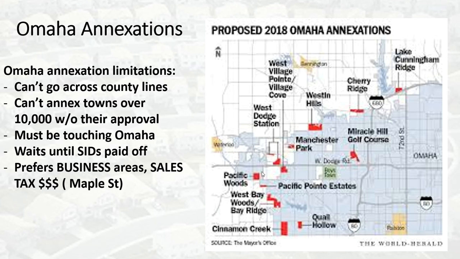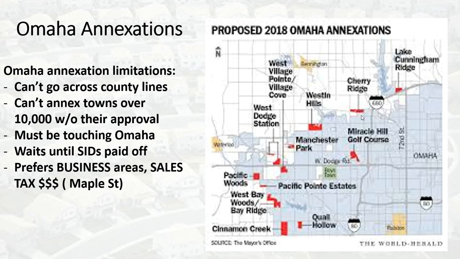Now, once they've paid them off, if you start looking, there's things then that they do. If you look at the map over here, this is the 2018 Omaha annexations. And there's certain things that they just didn't do. Cherry Ridge, that's over there by the High V on Fort Street, if you know where that is. Lake Cunningham Ridge, those are the housing developments over by Lake Cunningham. Well, those are on the edge of Omaha, and as those SIDs get paid off, it makes sense for the city to go ahead and annex them and bring them in because it doesn't add that much cost to them.